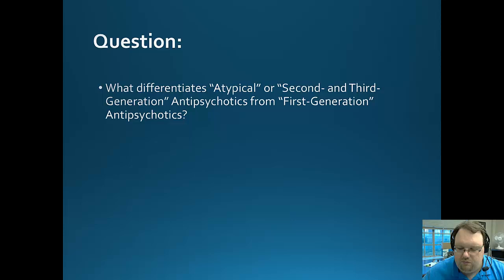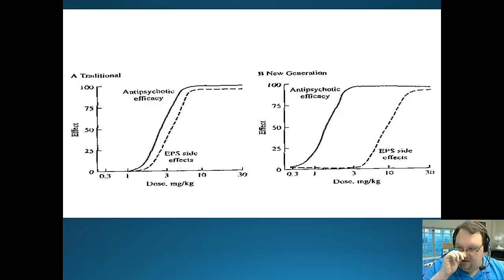So what differentiates the atypical, or second or third generation, from the first generation, or the typical antipsychotics? Well, the big thing here, like what we've seen with antidepressants and these other medications, is that it's really not a difference in efficacy. It's a difference in side effects. Though there may be some improvement with efficacy, we'll talk about that. You see here, with the traditional, there's a very small gap between the effective dose and where you start to have these extrapyramidal side effects. The side effects were thought of as part of it: for it to be effective, you're going to have some side effects. It's just trying to find the right balance.